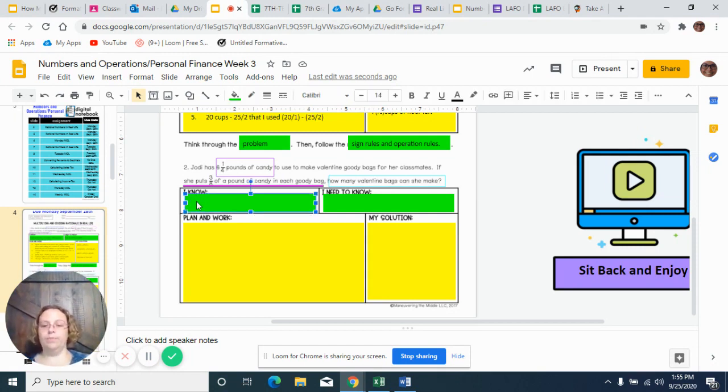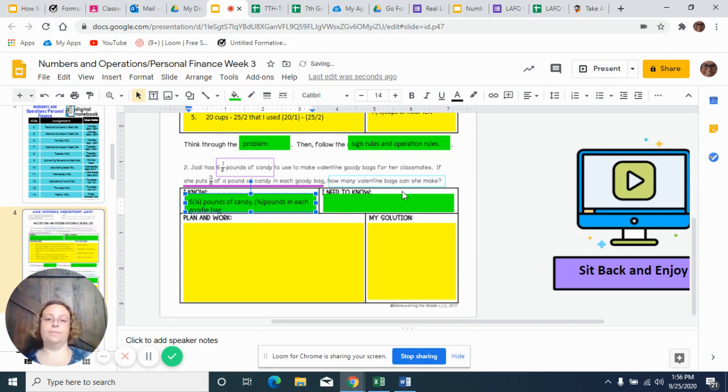All right. So what do we know? All right. We know that she has 6 1/4 pounds of candy. We also know that she is putting 3/8 pounds in each goodie bag. Okay? So that's what we know. What do we need to know? We need to know how many goodie bags she can make. All right. So what are we going to do?